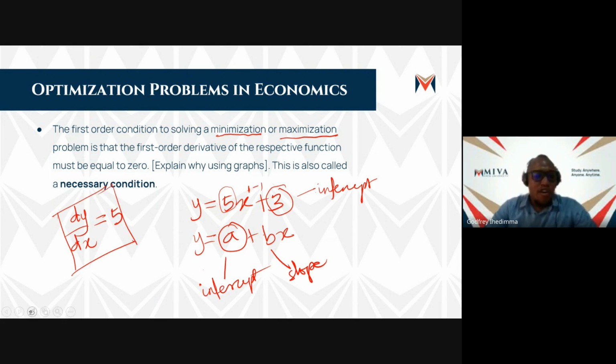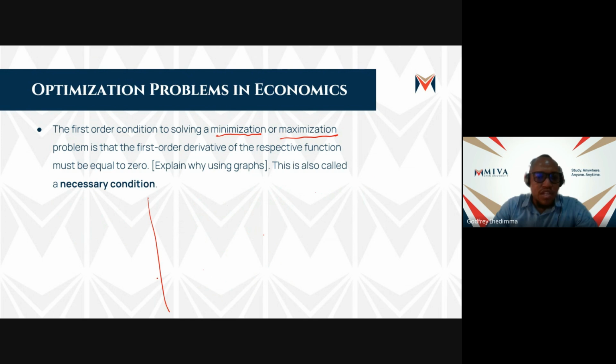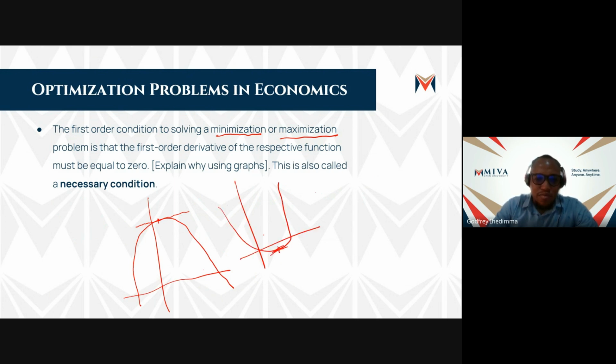Now, the slope of an equation at the minimum or the maximum is always equal to 0. Look at this. This is a maximum function. Look at the top, at the maximum of that graph. If you take the gradient at this maximum, the slope is 0. Also, if you take a minimum function and look for the gradient at the very bottom, the slope is also equal to 0. So this is why the first order condition applies to both a minimum and a maximum function.